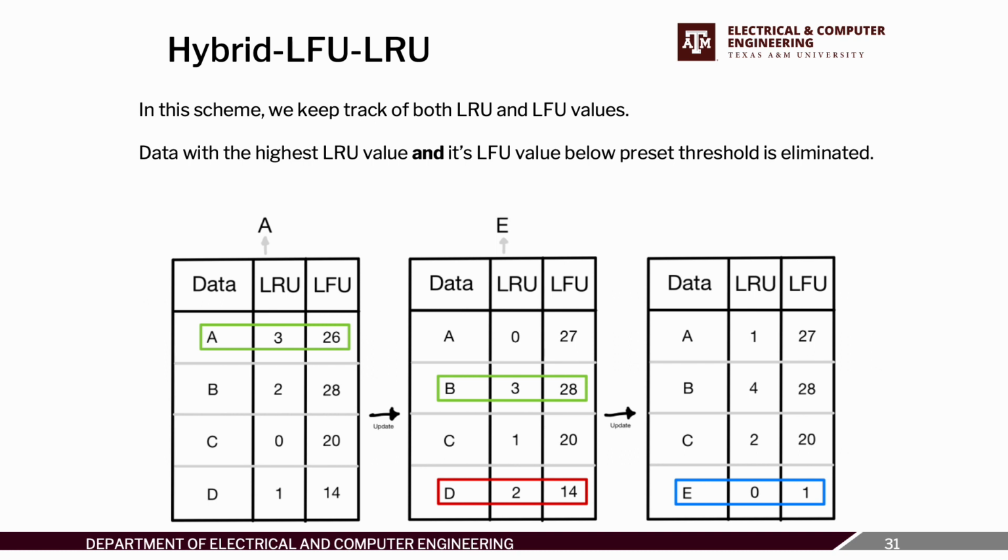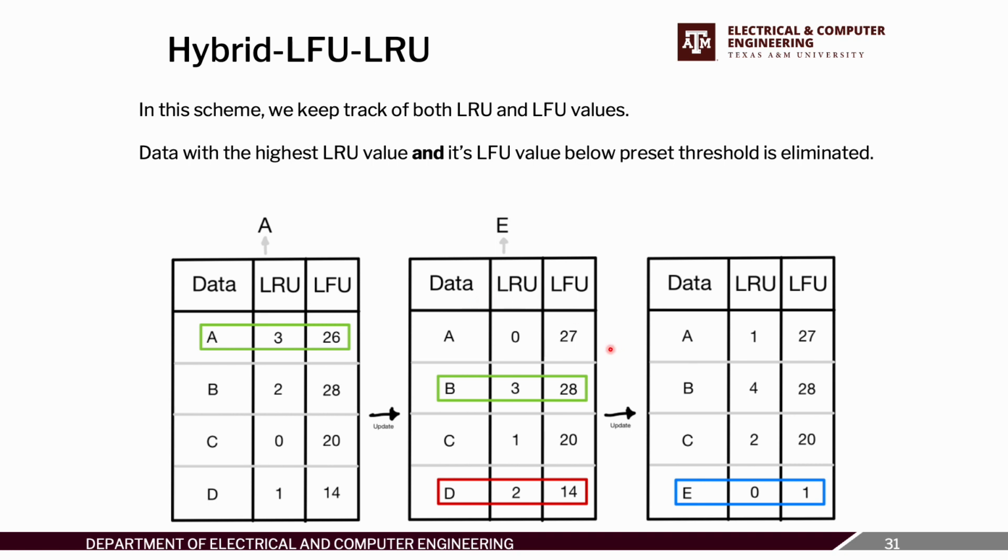From the LFU and LRU schemes that we just discussed, we built upon them with a hybrid scheme which uses both of them. Here we have a table that runs two counters, one for the LRU and one for the LFU, and when a new data element is encountered, we check for the data element in the table with the highest LRU value and then go on to compare its LFU with a preset threshold value.